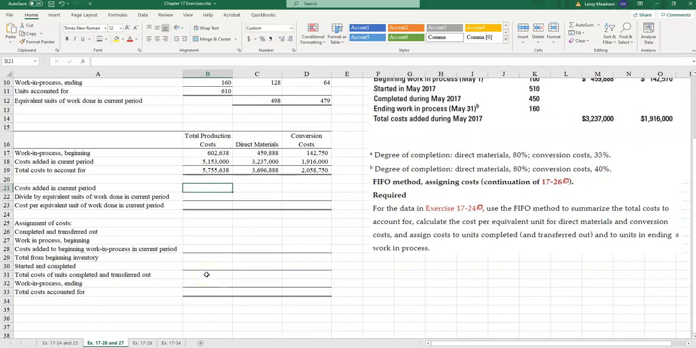Now, for step 4, under first in, first out, I only want the costs in this period and this period alone. Under weighted average, I would have taken my total cost to account for, but we're not doing the weighted average in this section. We're doing the first in, first out method. So I'm going to take my costs added in during the current period, because that's all I care about. And then I'm going to divide that by the equivalent units of production done in the current period, which we figured out in step 2.